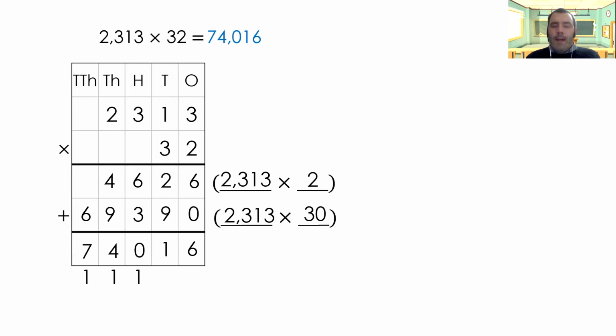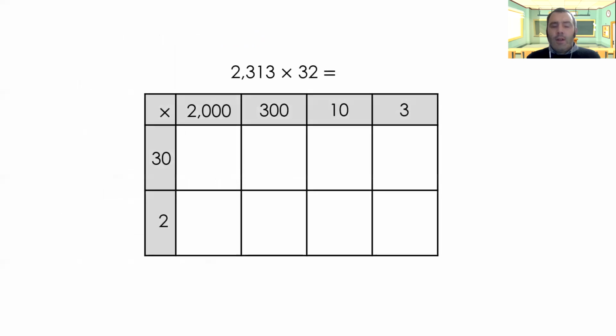Now, is there another way we could use? Is there another trick we've taught you, another method for working these out? Think about what we did 3 lessons ago. We used the area model. So we can do the same again here. So I'm going to partition the 4-digit number across the top: 2,000, 300, 10 and 3. Down the left-hand side there, I've got 30 and 2.